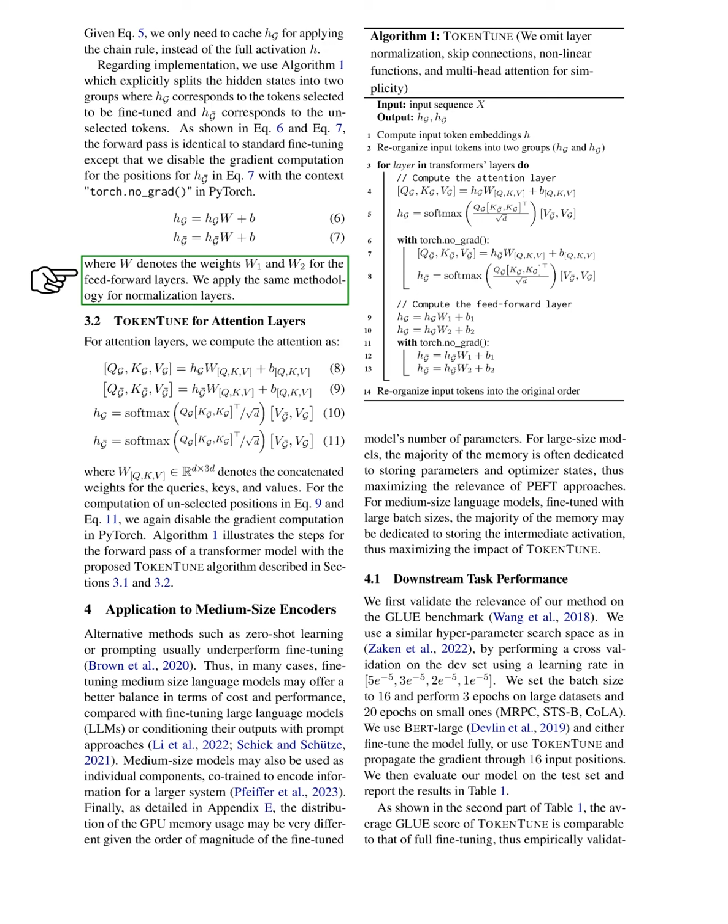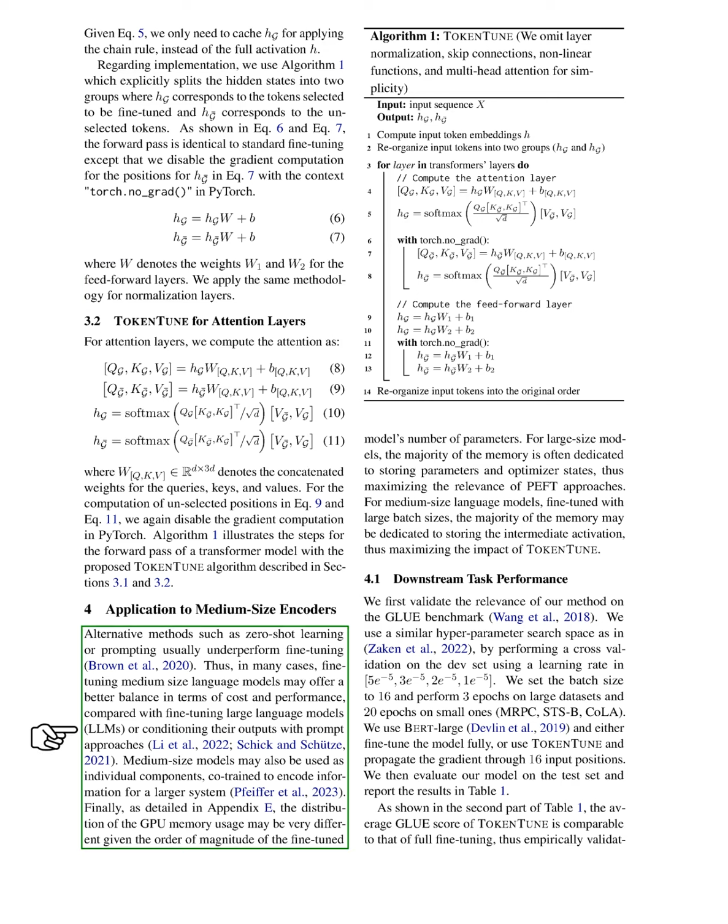We outline the steps for the forward pass of a transformer model using our TOKENTUNE algorithm. When applying our method to medium-sized encoders, we note that alternatives like zero-shot learning or prompting often do not perform as well as fine-tuning. Fine-tuning medium-sized language models can provide a better balance of cost and performance compared to larger models or prompt-based methods. These medium-sized models can also serve as components in larger systems.